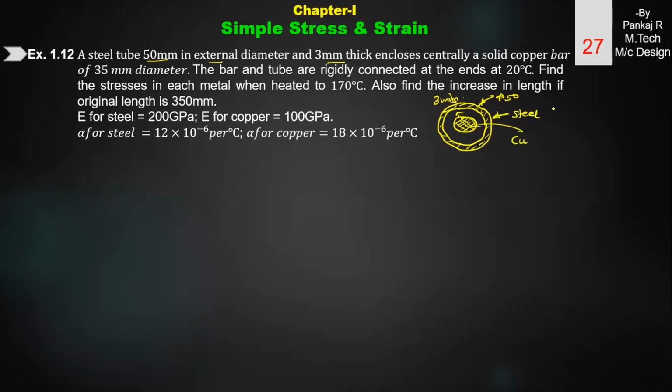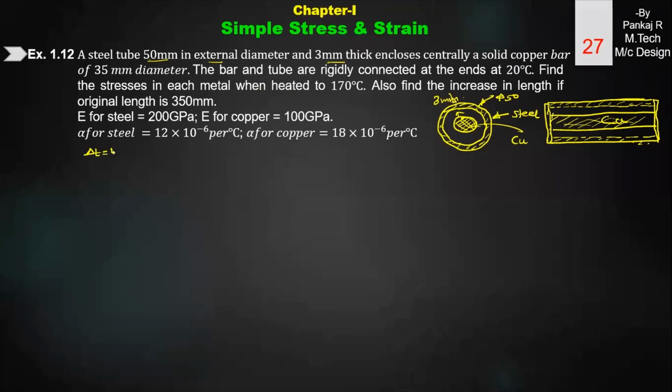ठीक है, अगर इसका साइड व्यू मैंने ड्रॉ किया, साइड व्यू में वो ऐसा होगा. This is my tube, इसके अंदर ये मेरा स्टील ट्यूब है, और उसके अंदर मेरा एक रॉड है. Getting it? This is copper and this one is steel. And they are fixed at both ends, दोनों end पे fixed है. This is a similar kind of question to the first question which we solved.